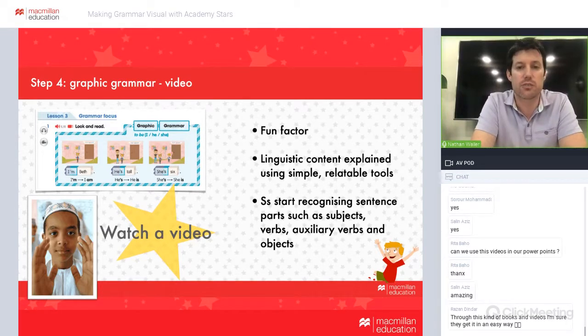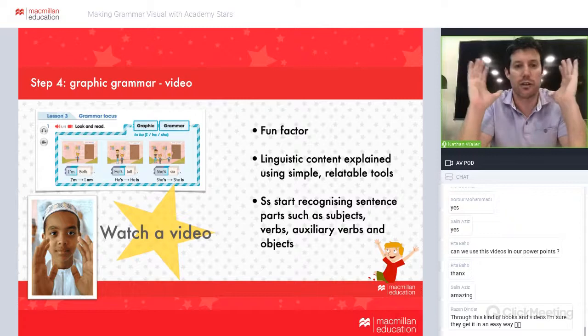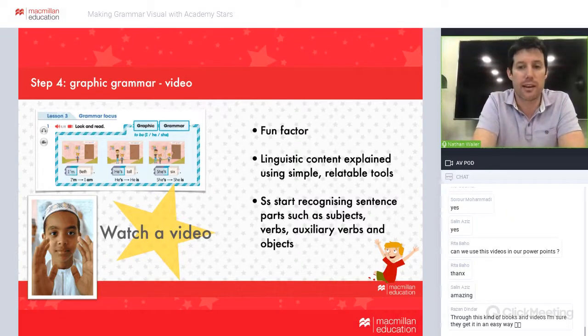But the idea is they start to recognize sentence parts. Yeah, they see sentences as being blocks of language which come together. The aim is that we cannot teach them everything, but we want to give them strategies so that they can figure things out themselves.